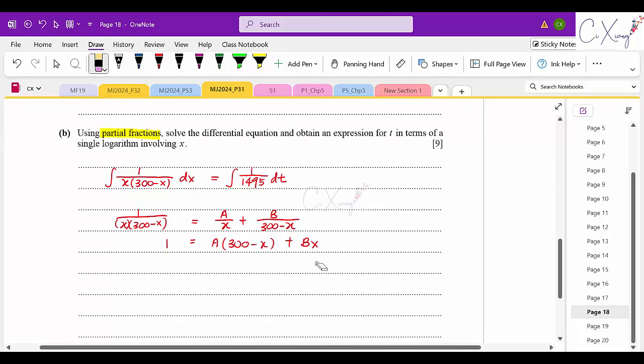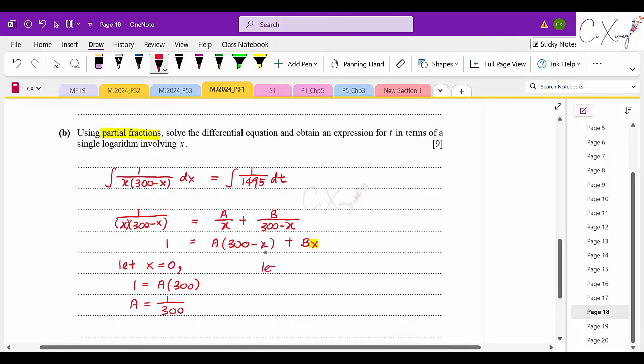Okay, so now I have to look at this particular term here, bx. Look at the x. I want to get rid of the b. Therefore, I have to let x equal to 0. So I let x equal to 0. Substitute x equals 0 into the whole equation here. So I'm having 1, then a, 300 minus 0, you get 300. So from here, you successfully get the value of a, which is 1 over 300.